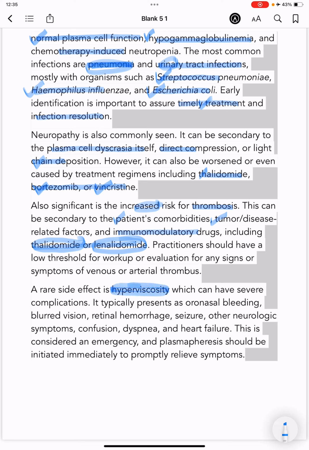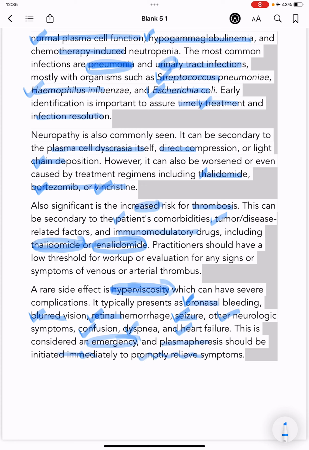There will be hyperviscosity. This will present as oronasal bleeding, blurred vision, retinal hemorrhage, seizures, or other neurological symptoms, confusion, dyspnea, and heart failure. So what are the symptoms associated with this hyperviscosity? Either it could be oronasal bleeding, blurred vision, retinal hemorrhage, seizures, confusion, dyspnea, and heart failure. So this is considered an emergency, and plasmapheresis should be initiated immediately to promptly relieve the symptoms.